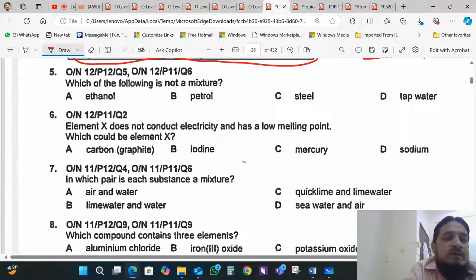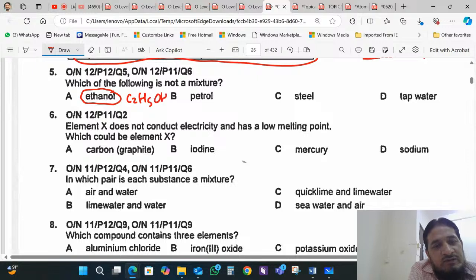Okay, two or three questions. Which of the following is not a mixture? Ethanol is C2H5OH. So this is a compound. This is alcohol. So this is a compound actually. So this will be our answer.